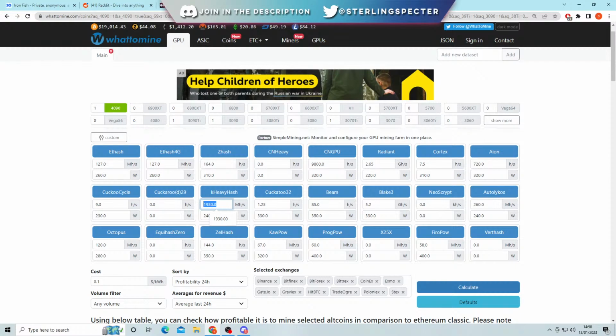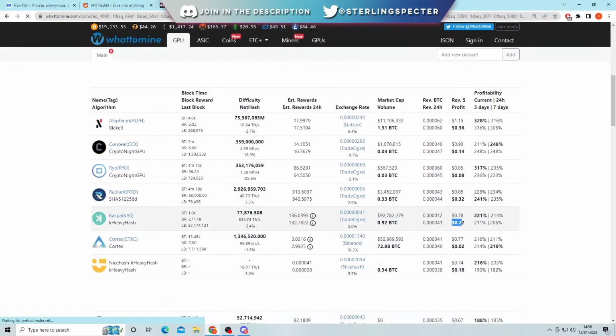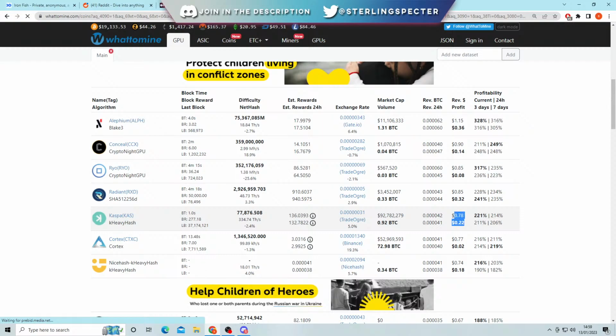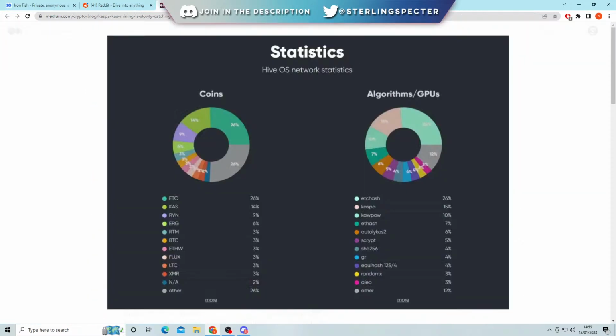Normally the 3090 can do about 2,000 at around 230. So let's calculate that. It's probably going to give a higher number for Casper. So yeah, 22 cents at 10 cents per kilowatt hour, and then you get 78 in revenue. But as we see here, Ethereum Classic is still one of the top mined coins on HiveOS.